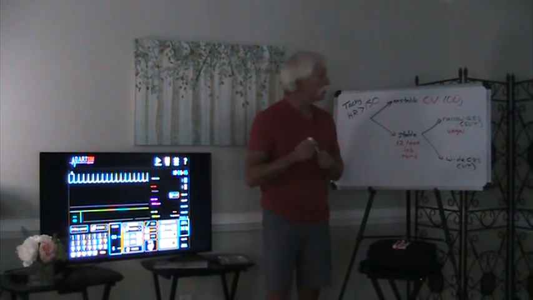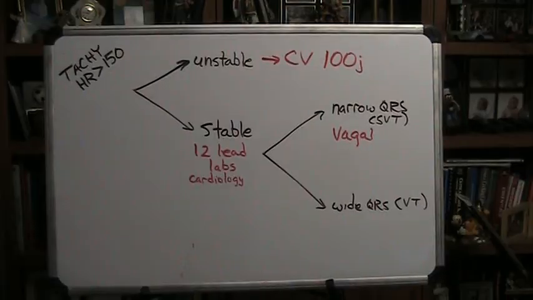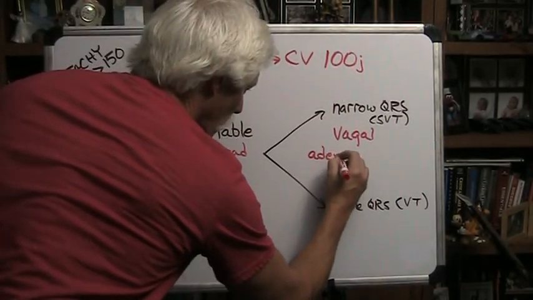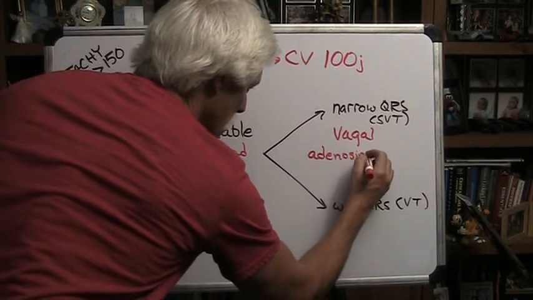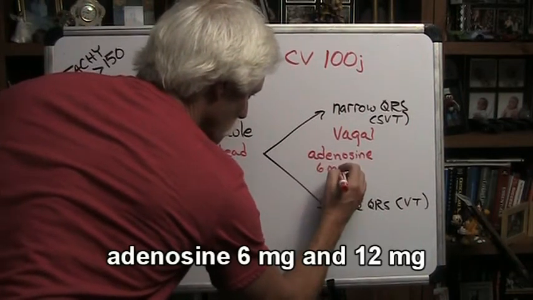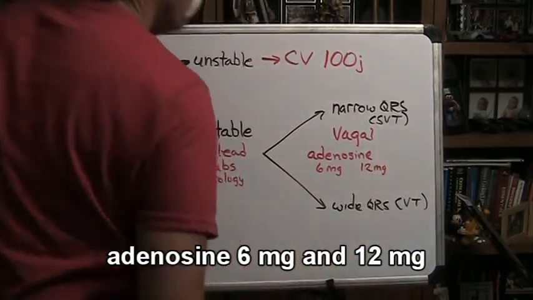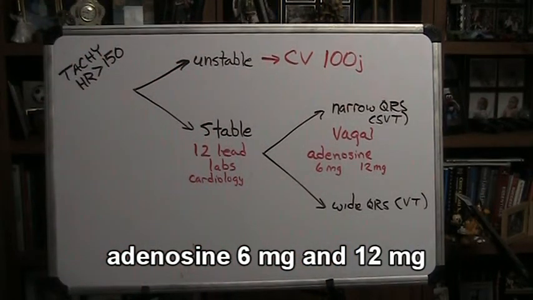Now, if vagal maneuvers are not successful, you can turn to pharmacology. And the drug of choice here is adenosine. Adenosine can be given in 2 doses as needed. The first dose is at 6 milligrams and the second is at 12 milligrams.